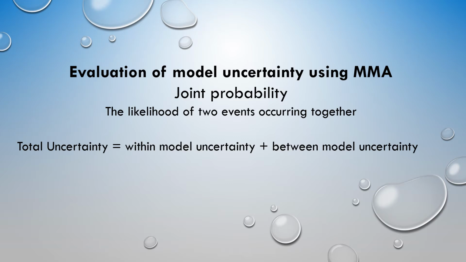Evaluation of model uncertainty using multi-modal analysis provides a joint probability, which is the likelihood of two events occurring together. The total uncertainty equals within model uncertainty and between model uncertainty. Within model uncertainty is the uncertainty of estimated model parameters for an individual model. Between model uncertainty is the uncertainty of model structure between models. When you add those together, you get the total uncertainty, which is the joint probability.